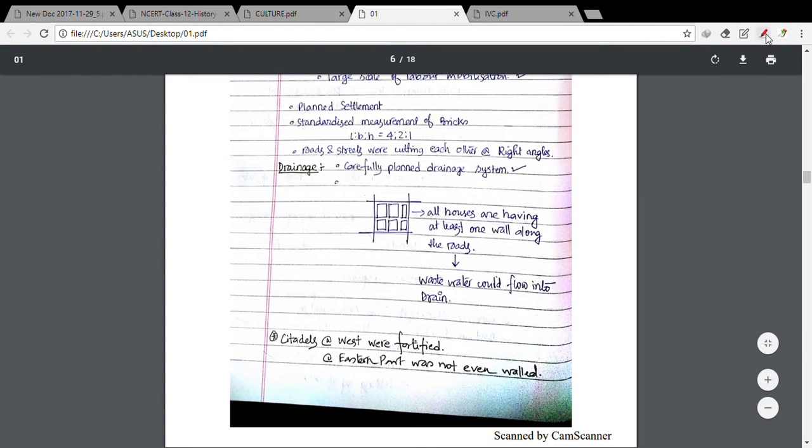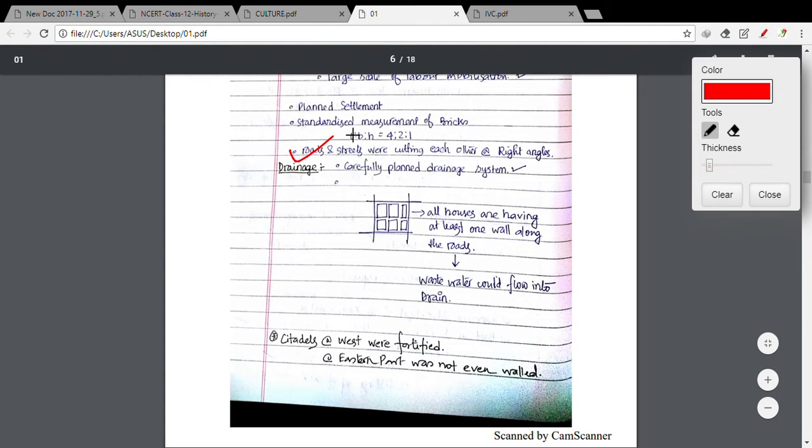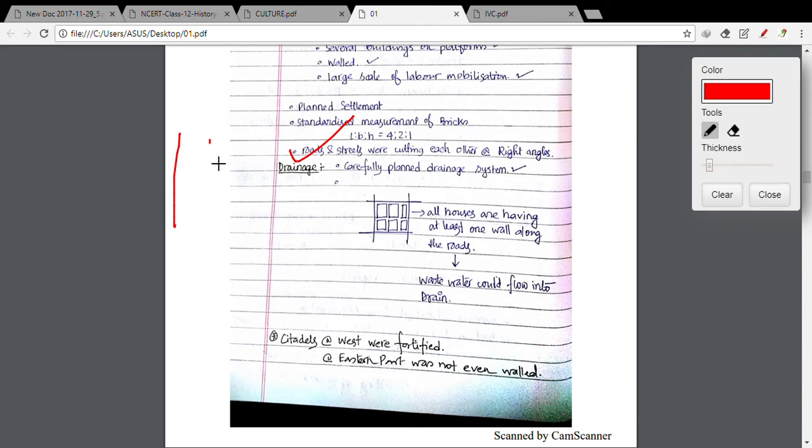Another important part, we can find that the roads and streets were cutting each other at right angles like this. Why this? Because all houses must have access to at least one road. So if there are four houses, now look, all the houses have access to one road. Even if we build some houses here and here, they will have access to the roads from one side.